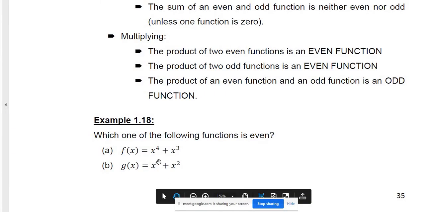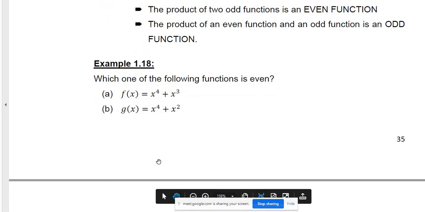Then we go back. Is there any question, class? No, doctor.